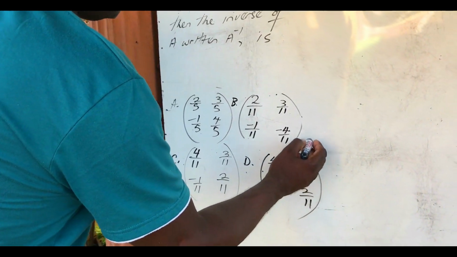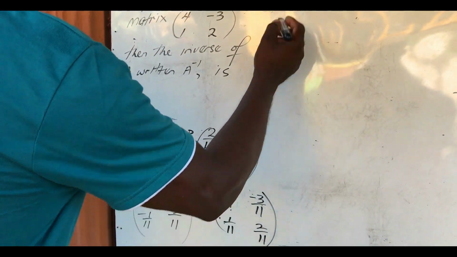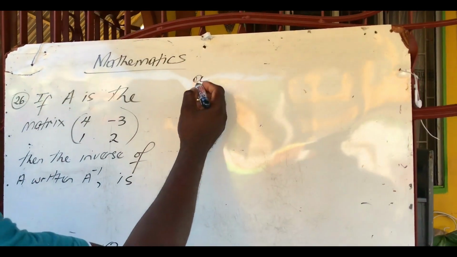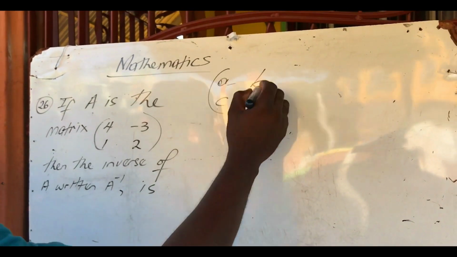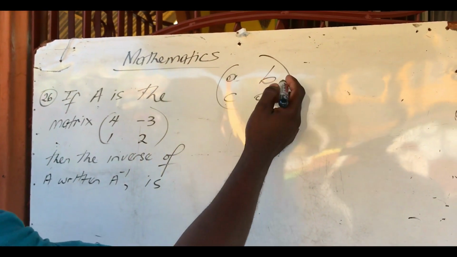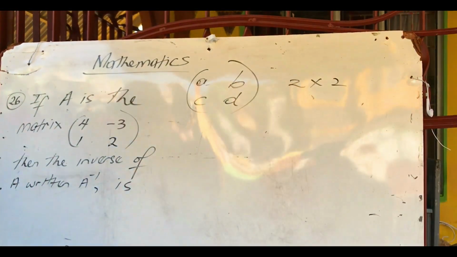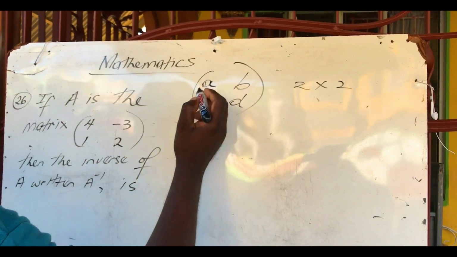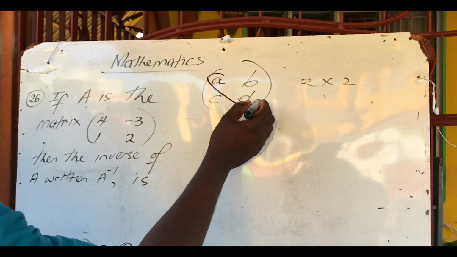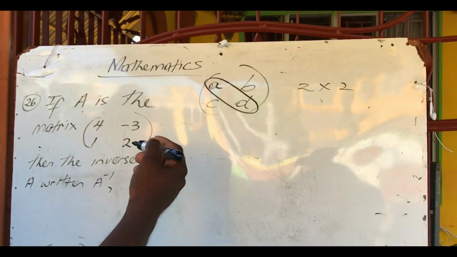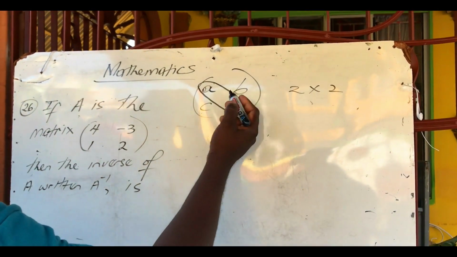Now, how do we find the inverse of a 2 by 2 matrix? A 2 by 2 matrix can be written as A, B, C, D. And remember, we said that there are 2 rows and 2 columns, so it's a 2 by 2. We spoke about the leading diagonal, the elements in the leading diagonal as A, D, and the elements in the other diagonal are B and C.